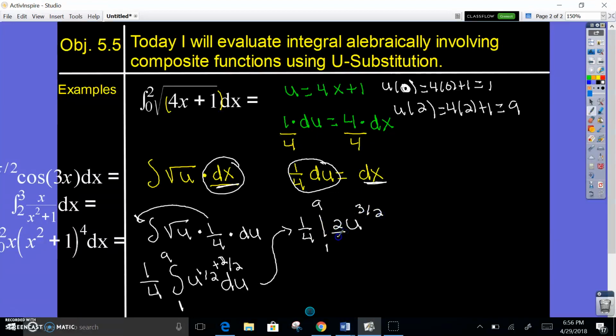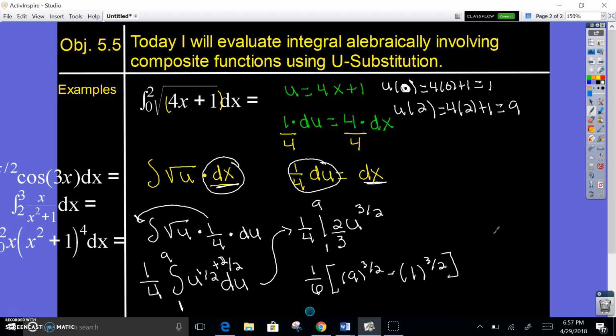The reciprocal. Now, just to make it even easier, I can go ahead and take this 2/3 and just pull it outside because it is a coefficient. And so that gives me, well, 2 reduces with 4, so really it gives me 1/6. And I'm going to go ahead and put in the 9. So I get 9 to the 3/2 minus 1 to the 3/2.